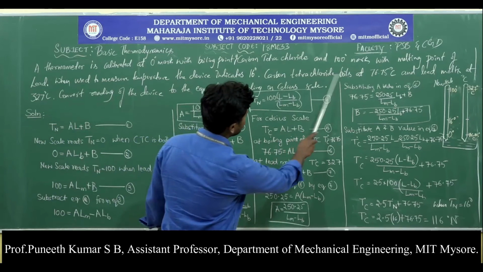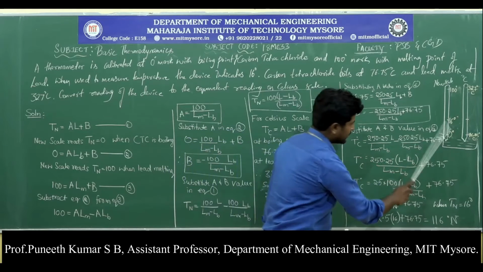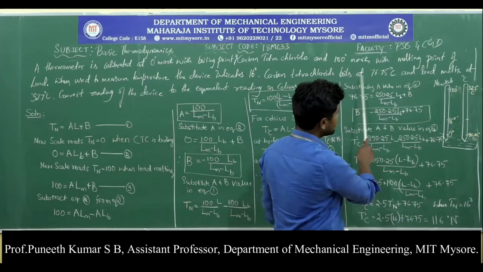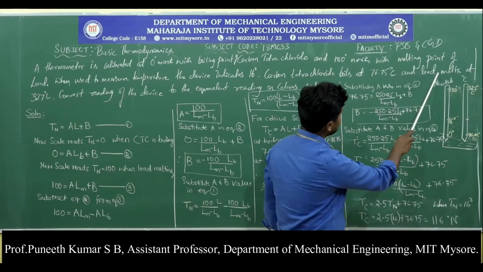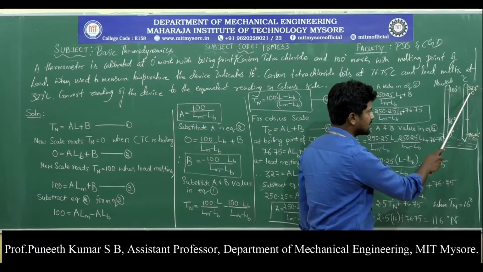Carbon tetrachloride boils at 76.75, okay, this is the information which has been given. The carbon tetrachloride boils at 76.75 and the lead melts at 327 degree centigrade.